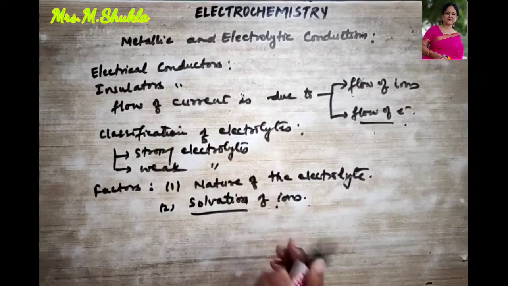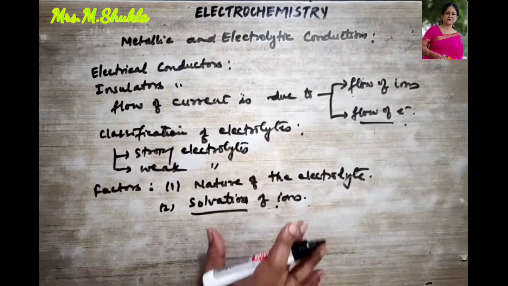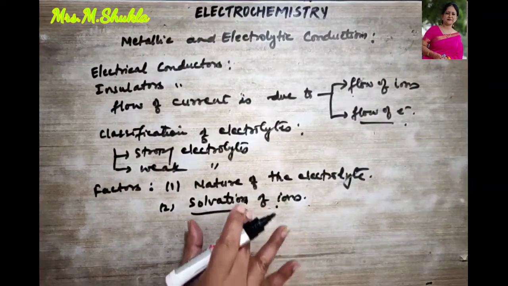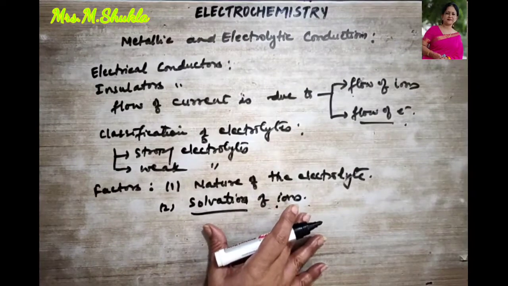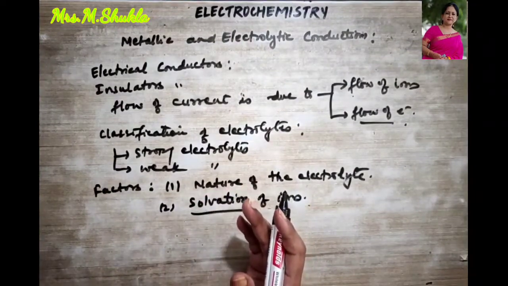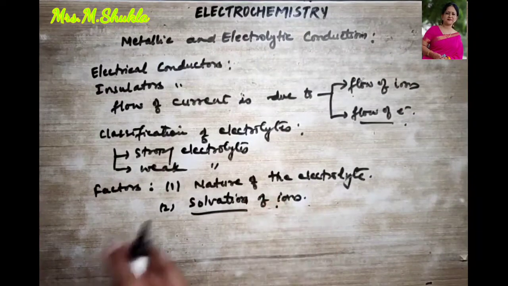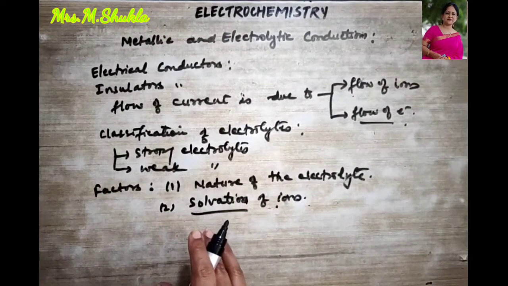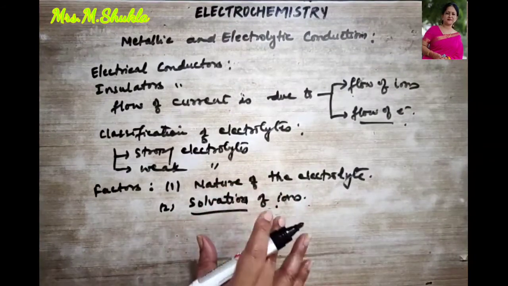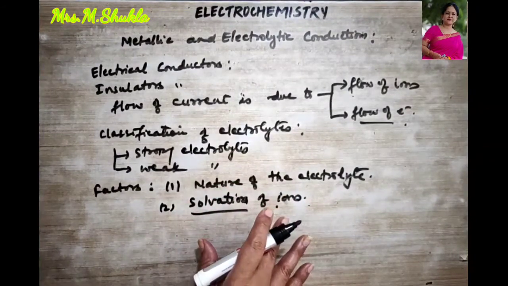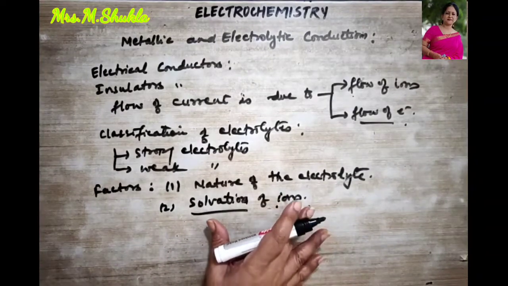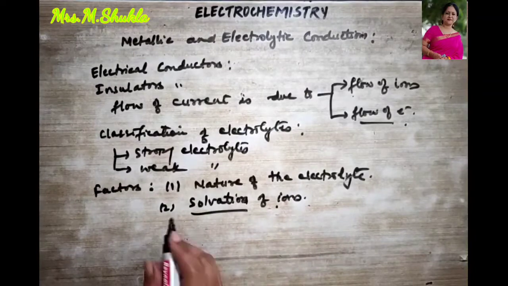Once again I repeat, what do I mean by solvation of ions? Firstly, what does this word solvation mean? Over here it means solute and the solvent interaction. So the higher the interaction, the greater will be the solvation of the ions. Less current is conducted by the ions, right? The lesser the interaction, the lesser will be the solvation of the ions, and more current will be conducted by the ions. I hope this point is clear.